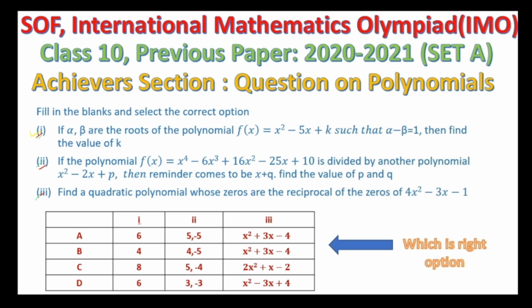If I get more responses from you all, I will do all the questions asked in each chapter for the last 5 years question papers. Today I'm going to solve one of the questions asked in the 2020-21 CBSE in the polynomial equation in the achiever section. So here are the three questions asked and the corresponding choices as given A, B, C, D here. Let's see which is the right option. I will give a brief explanation of each problem and solution and some tricks to solve quickly.